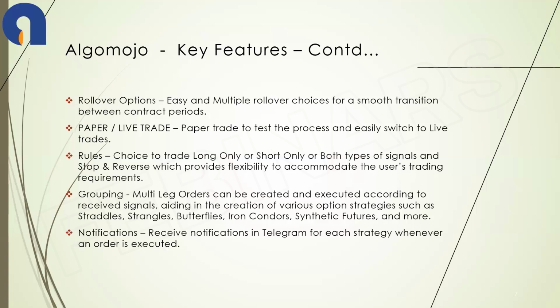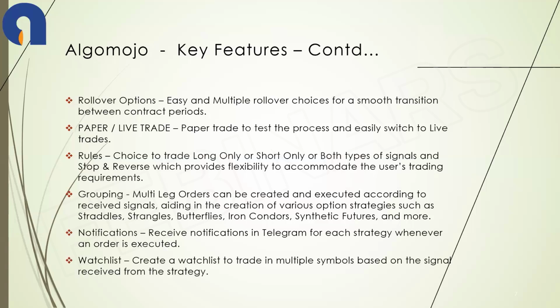Yes, for any of the signals generated or the orders executed, you can get a notification on your Telegram app. It's a facility which is pretty simple to implement and use. And if you're a trader who wishes to trade in multiple symbols, for the signals that come from, say, charting or Amibroker or TradingView, you can create a watch list in our platform, and that watch list will be used to trigger the orders for you in your broking account.